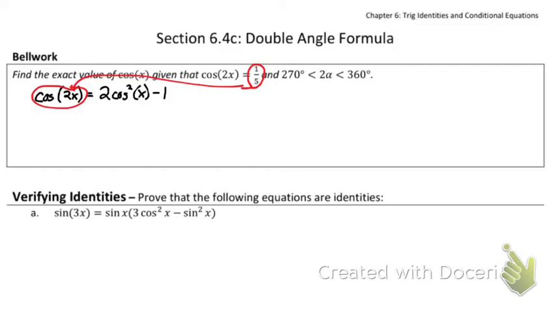Here, cosine 2x is being replaced with that 1 over 5. So now we replace that with 1 over 5. Let me go back because I'm just going to keep that in red. Everything else will stay in that black. Cosine squared x minus 1.